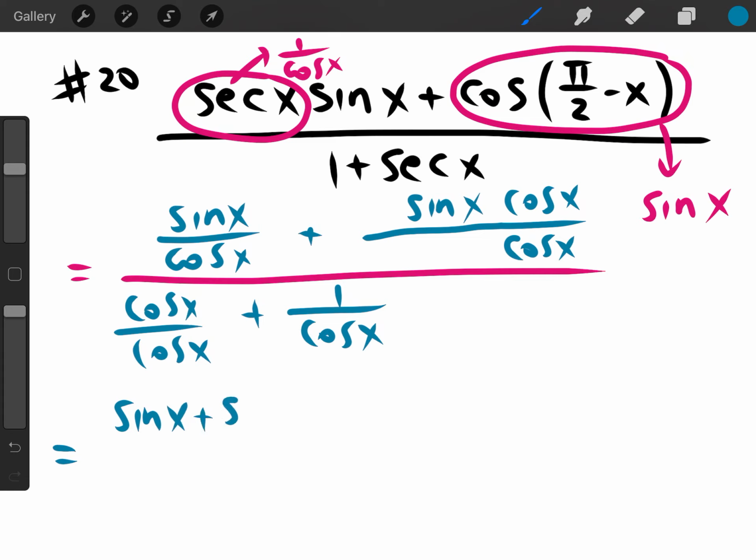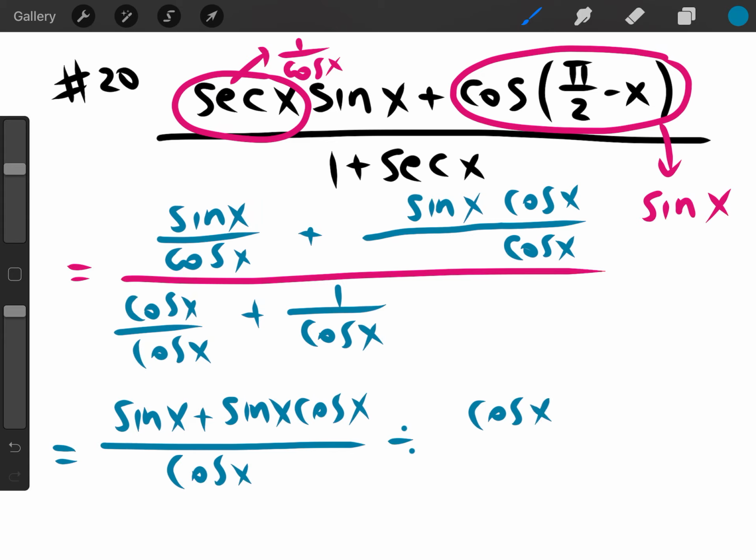So I'm going to use cosine x over cosine x and be able to add them up. The next thing I want to do is add the numerators up. So I have sine x plus sine x cosine x, everything over cosine x. The denominator doesn't change when you're adding. Then I'm going to divide it by cosine x plus 1 over cosine x.